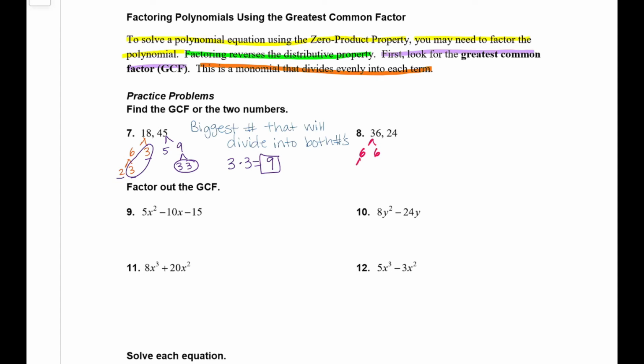6 and 6 goes into 36. We're going to break each 6 down to 2 and 3. So we have 2 times 3 and 2 times 3.